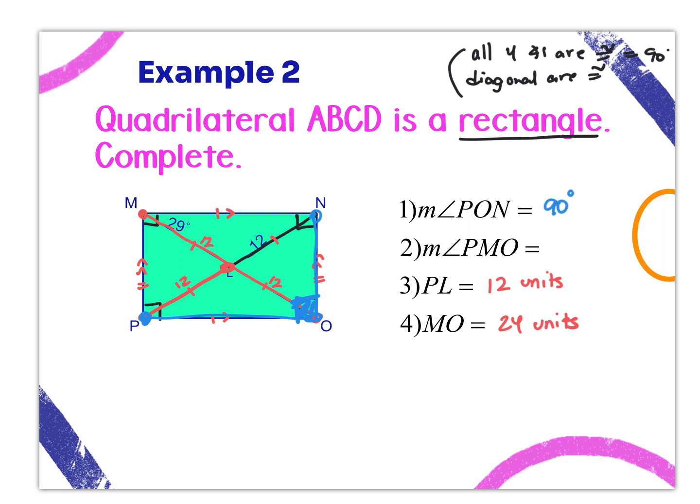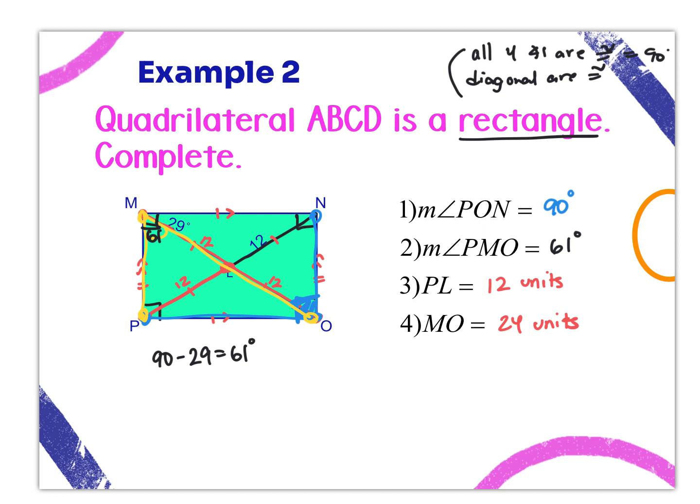Okay? And then the next question asks me about angle PMO. So from P to M over to O, which is this piece. Well, again, I know that this whole angle here is 90 degrees. So if I do 90 minus 29, I'm going to get 61 degrees, and that's going to be the measure of PMO, because 61 and 29 is 90. And so that's how we find the angles and the sides.